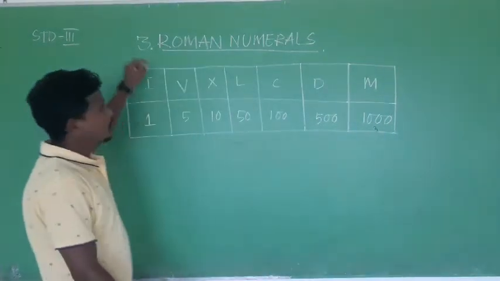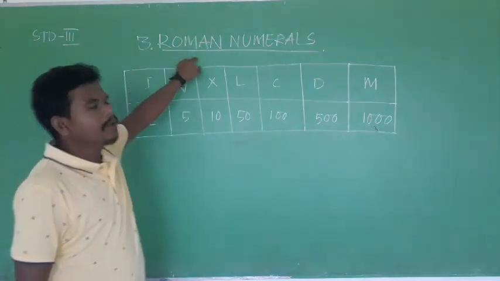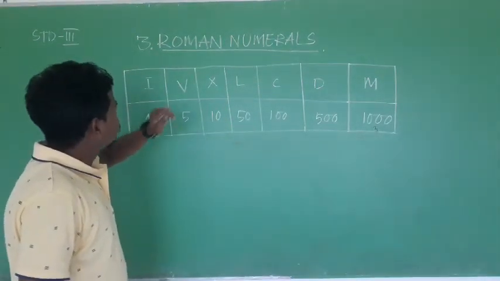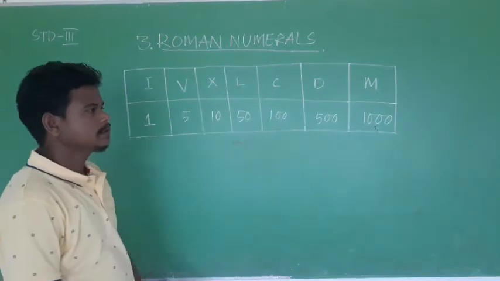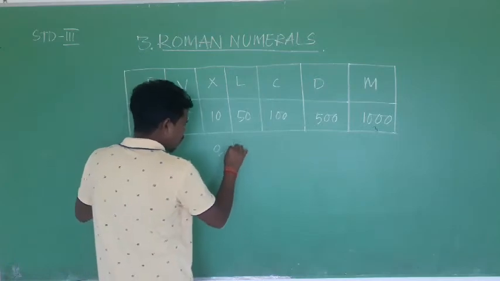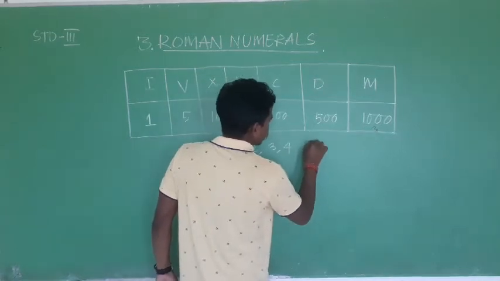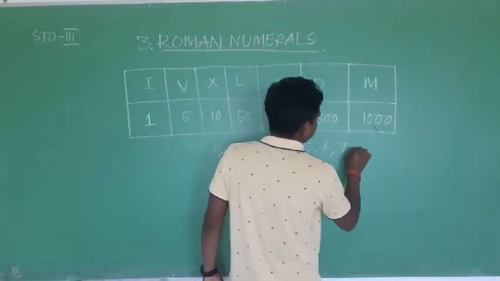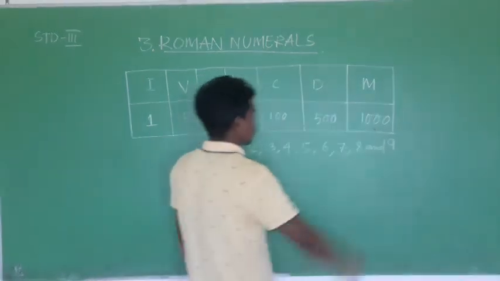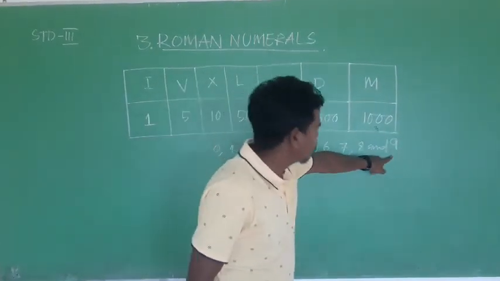Okay. Today we will discuss Math Standard 3, Chapter 3, that is Roman numerals. Very interesting. Before the Roman numerals, we know about the digits of the numbers. 10 digits: 0, 1, 2, 3, 4, 5, 6, 7, 8, and what? 9. Okay. 0, 1, 2, 3, 4, 5, 6, 7, 8, 9.